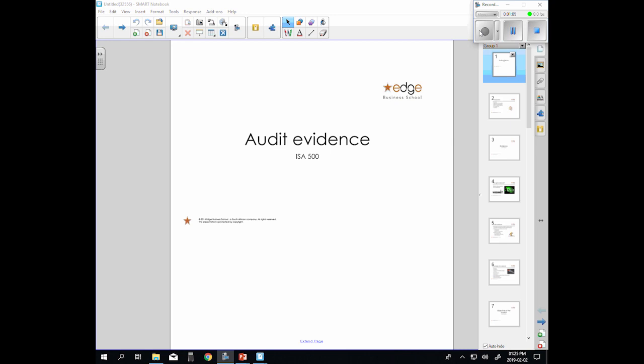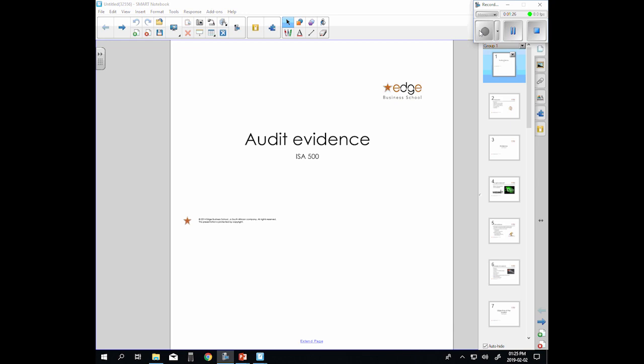But before I get to the assertions, audit evidence, very simple concept. The auditor has to obtain audit evidence during the audit, so that he can express an opinion that the financial statements fairly present in all material respects.